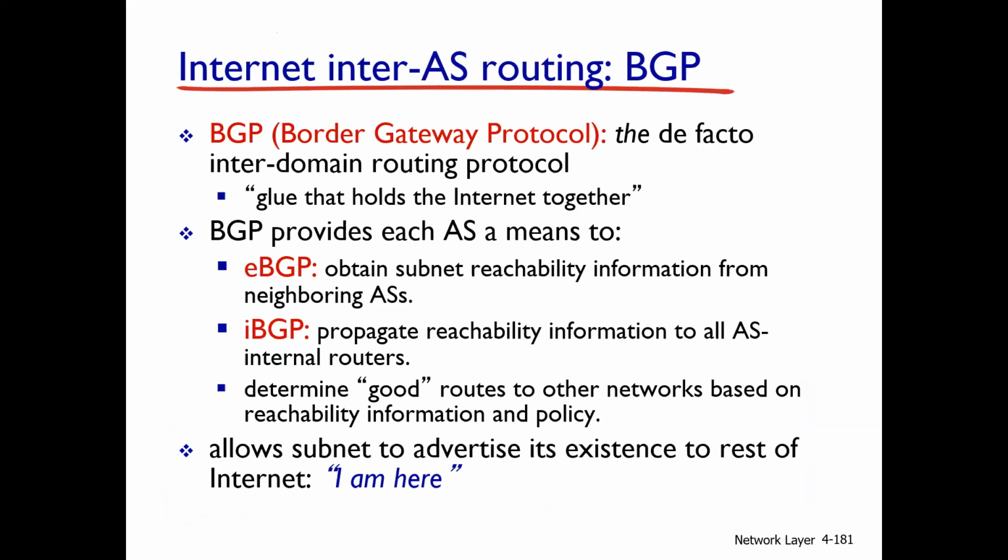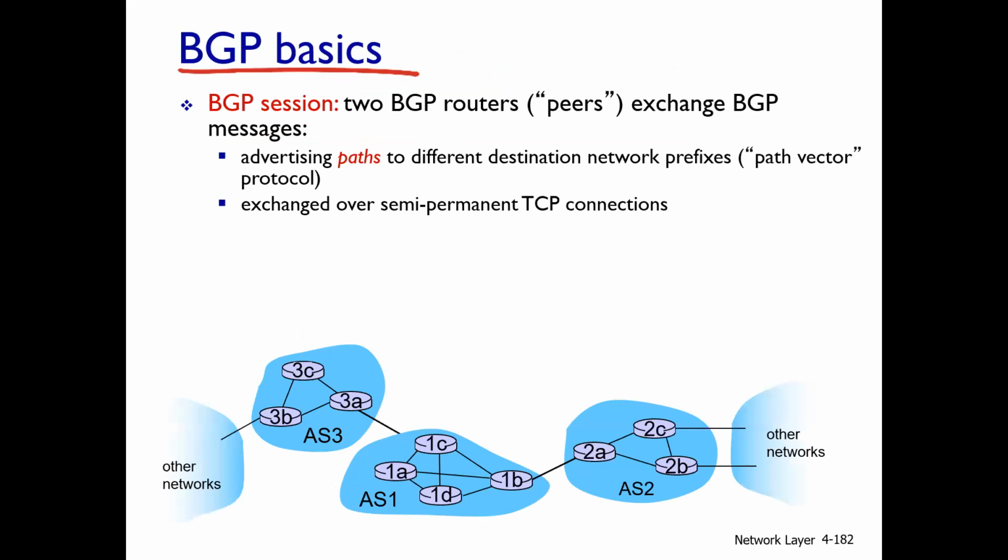And basically what BGP does is that it allows the subnet to advertise its existence to the rest of the internet: I am here. Now, that information that some network is here, you will not necessarily propagate to everybody. That is not true. You will filter that information and you will only propagate reachability information based upon your peering relations, based upon the contracts that you have.